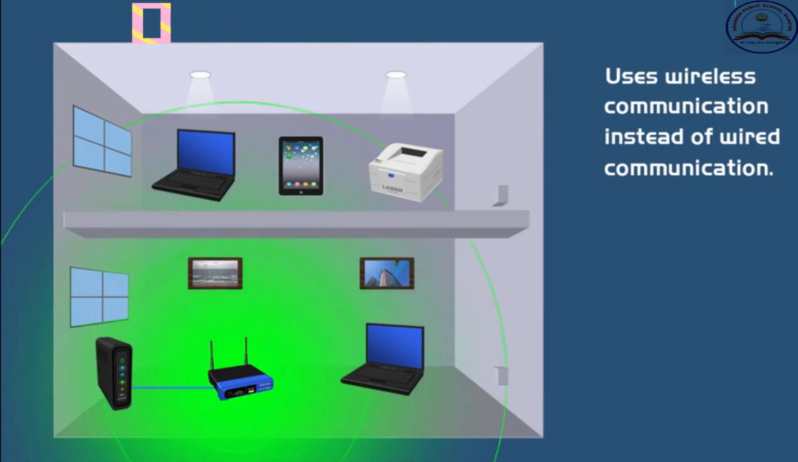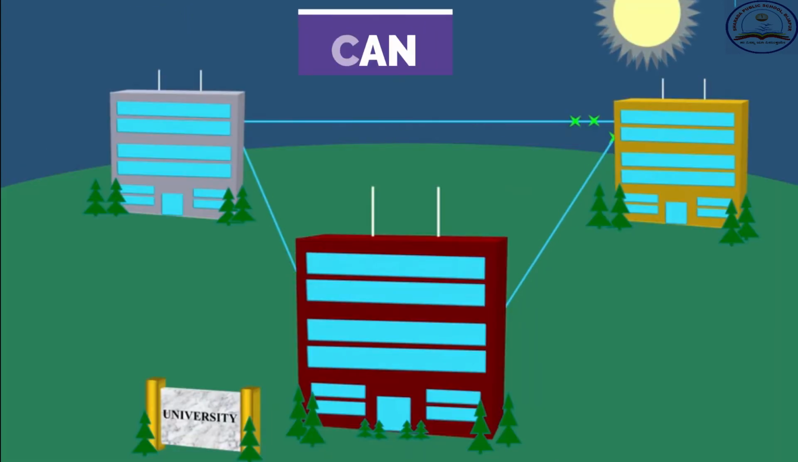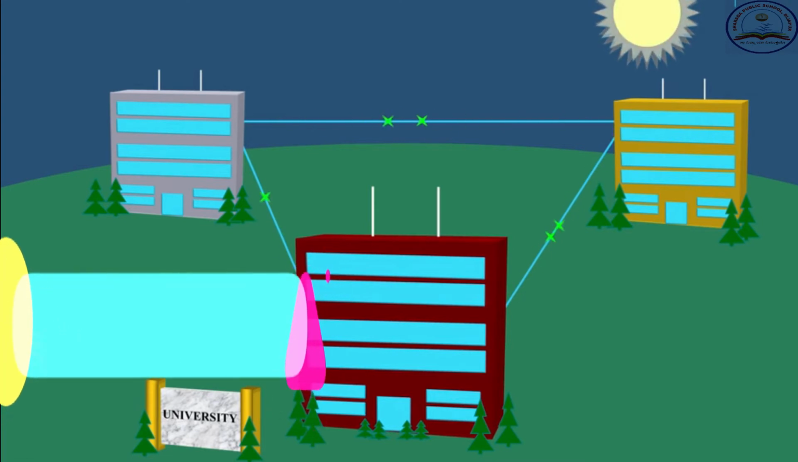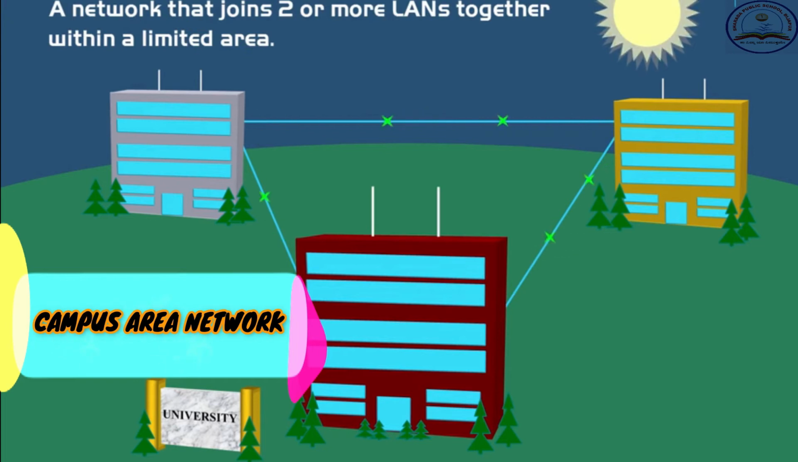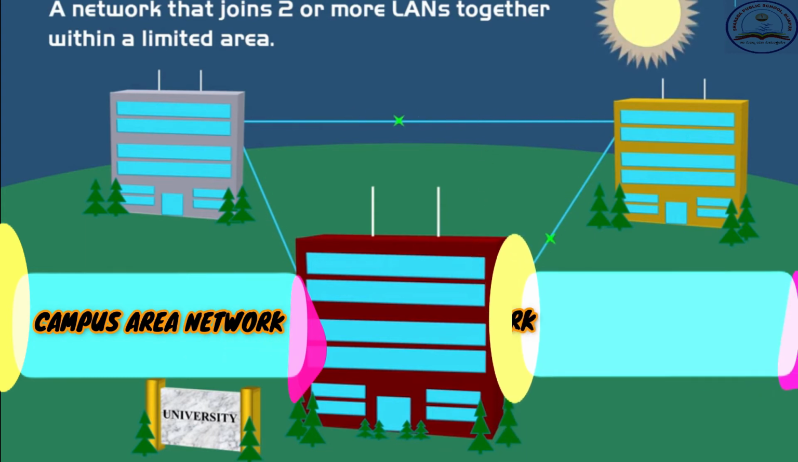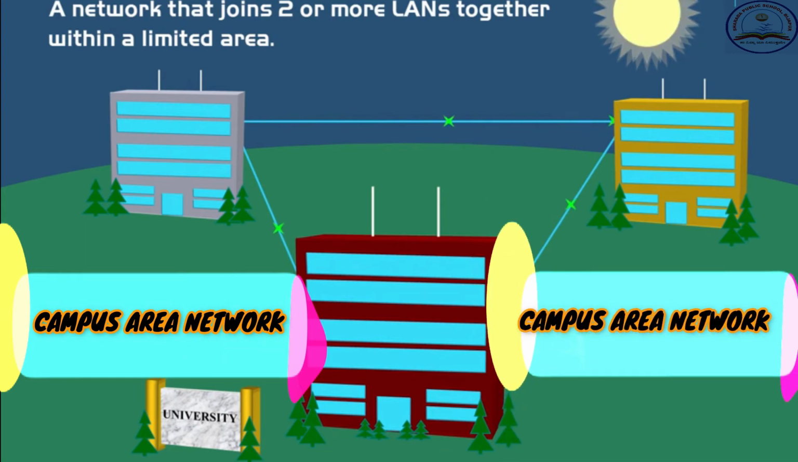Let's move to the campus area network. Campus area network is nothing but joining two or more LANs together within a limited area. You can take an example of a campus where there are more than 2 or 3 buildings. You can see there are 3 buildings where the data packets have been transferred from one building to another building. This transferring of data packets is nothing but networking.